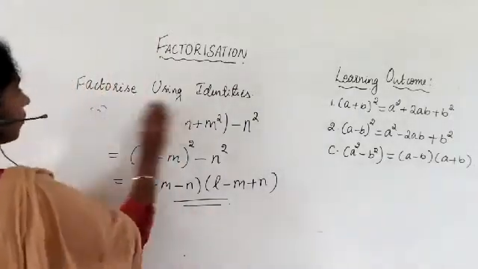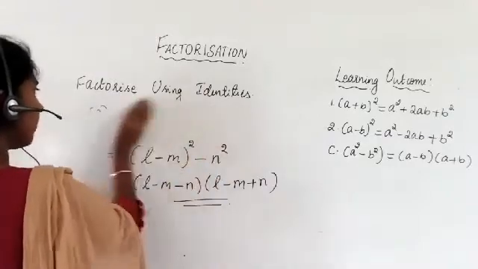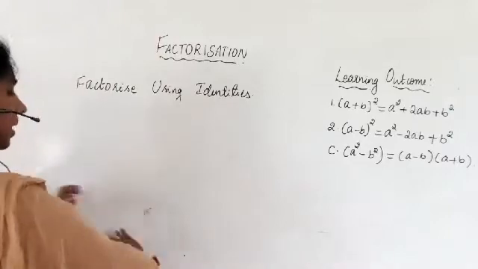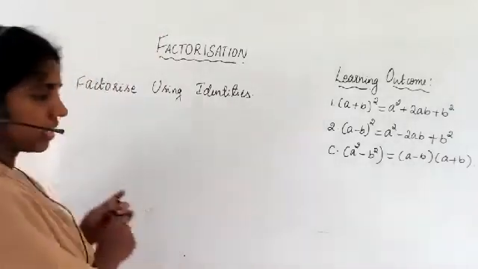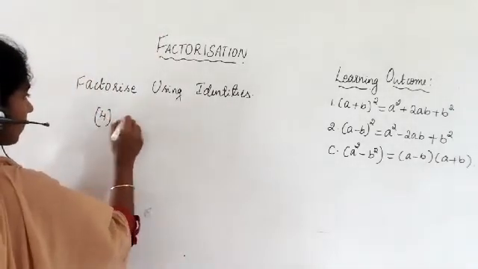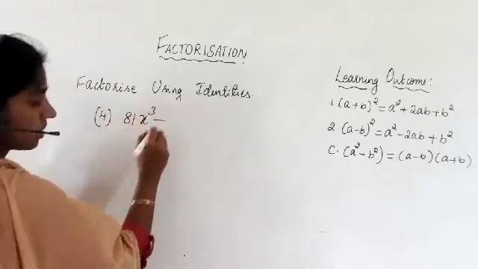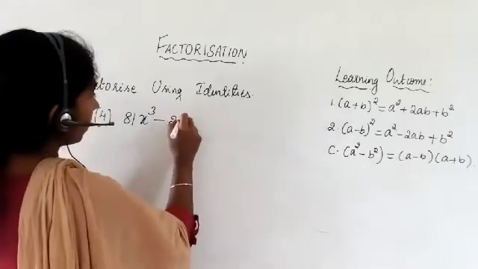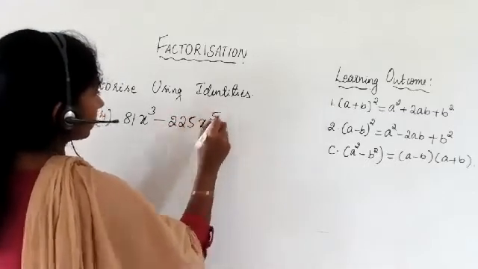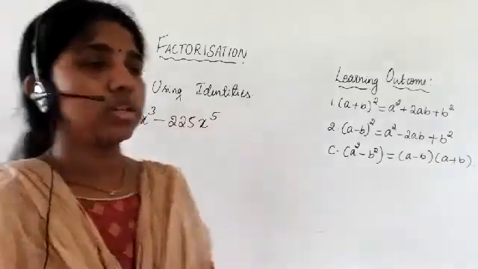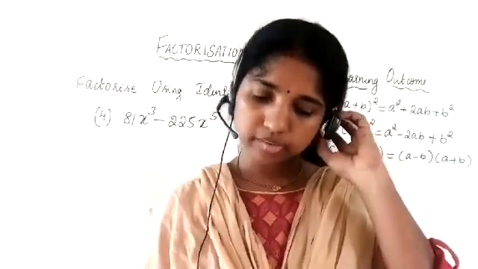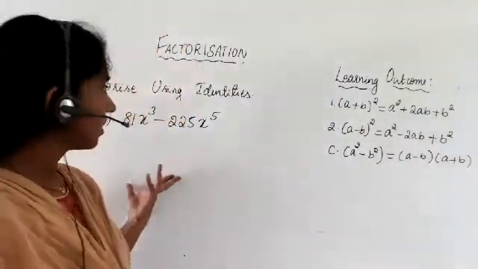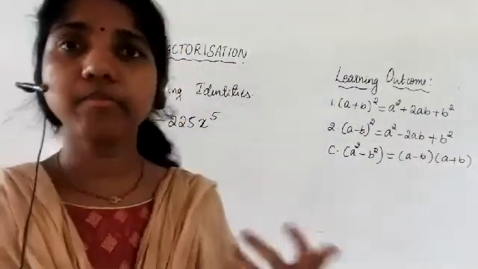So let us go for one more example. We will see that it is a little different. So what we have is, that's the fourth question, 81 x cube minus 225 x to the power 5. So we have two terms, but the powers are different. We have power 3, we have power 5.